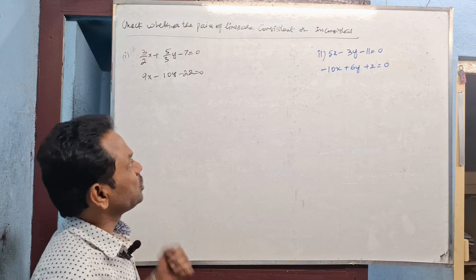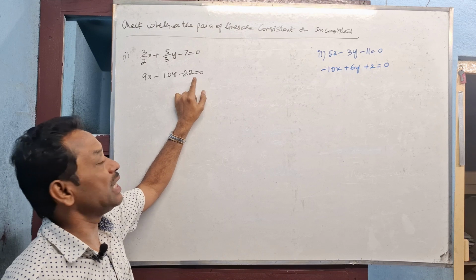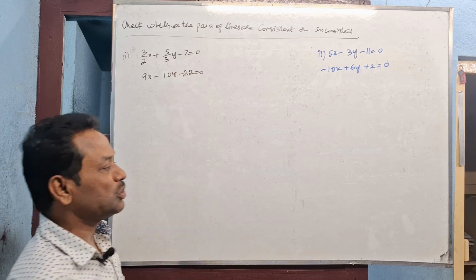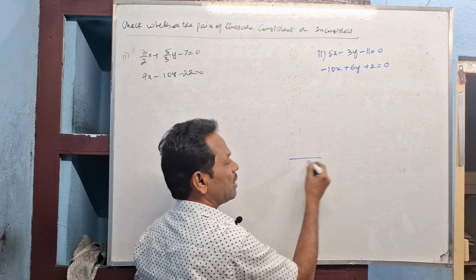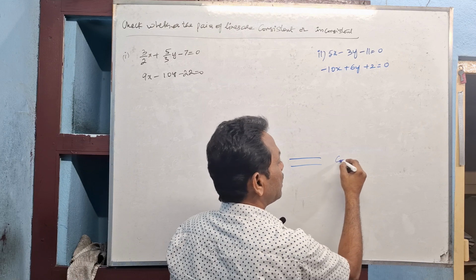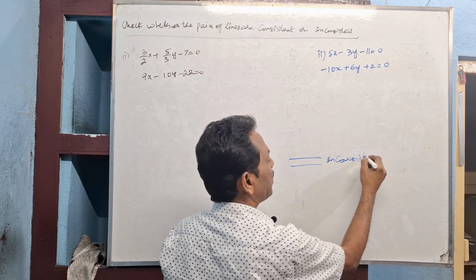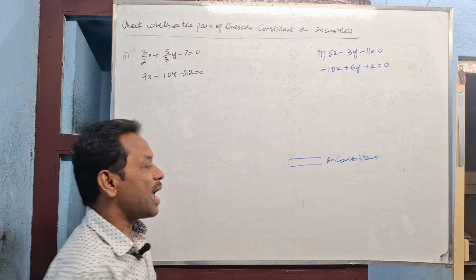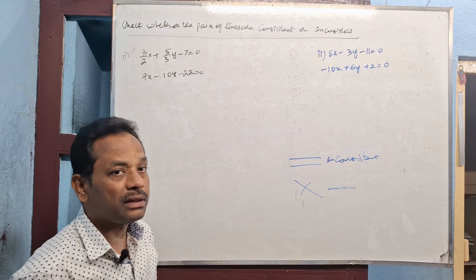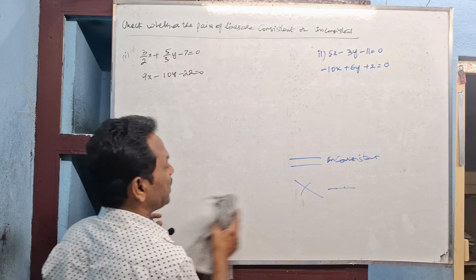Bacho, in this question, we need to check whether the pair of lines are consistent or inconsistent. Bacho, as we already discussed, if the lines are parallel, the pair of lines are inconsistent. And if they are intersecting or coincident, then the pair of lines are consistent. So let me use this concept here.